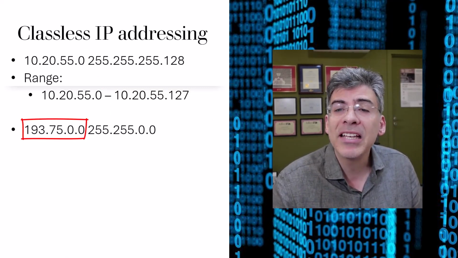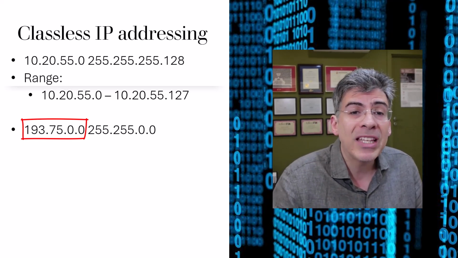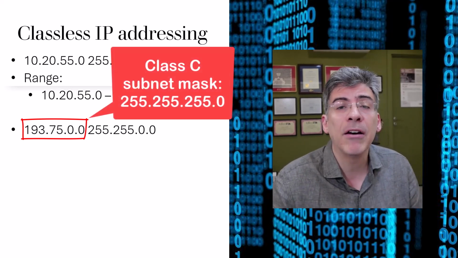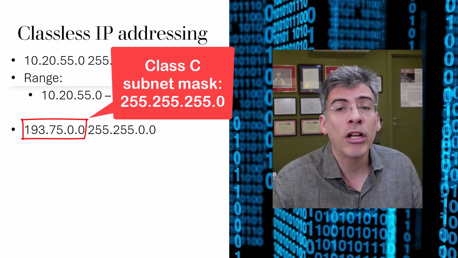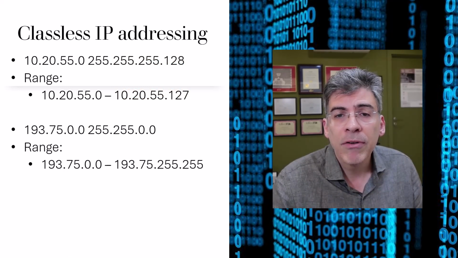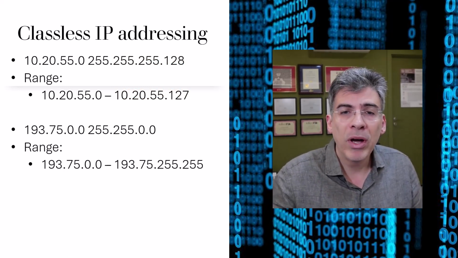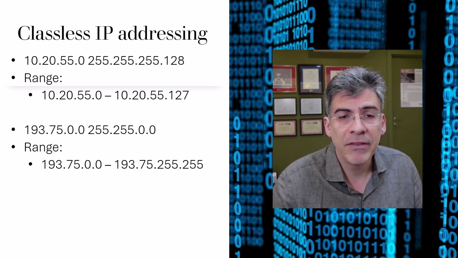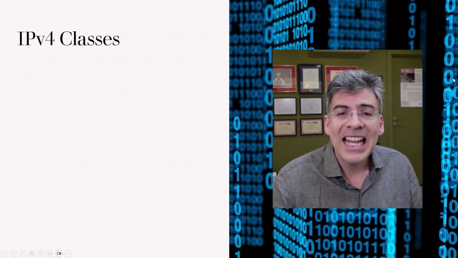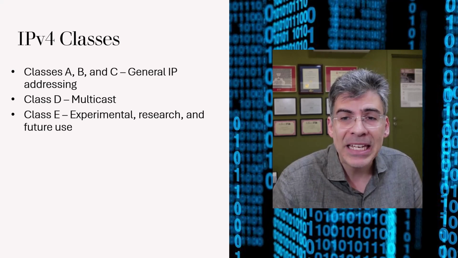Now, similarly, you could have an address of 193.75.0.0 and use a subnet mask of 255.255.0.0, even though this is a Class C address and would otherwise require a subnet mask of 255.255.255.0. And this, of course, would give us an address range from 193.75.0.0 all the way up to 193.75.255.255.